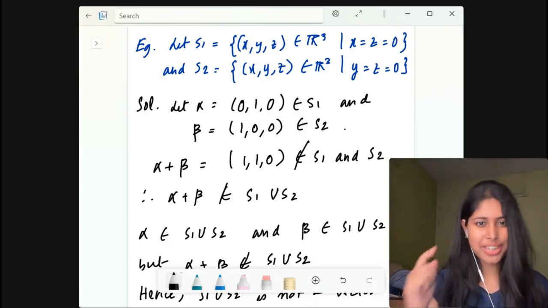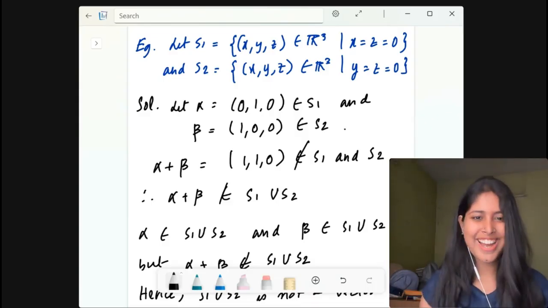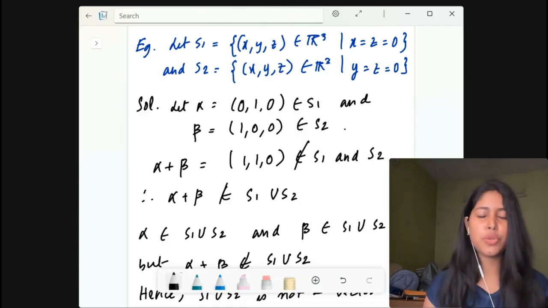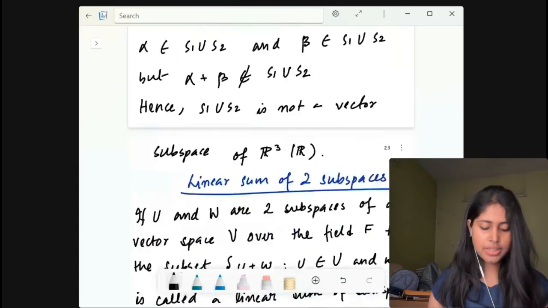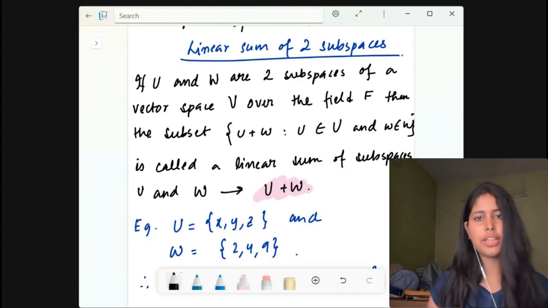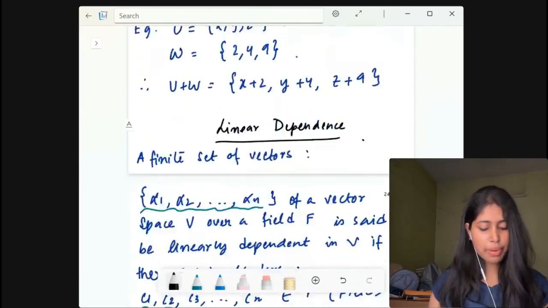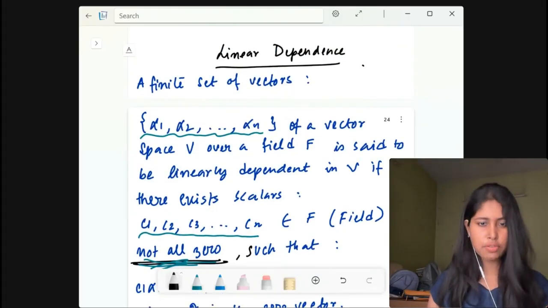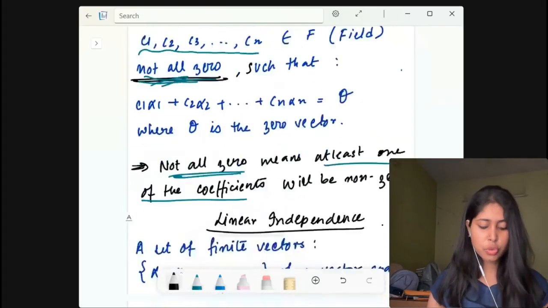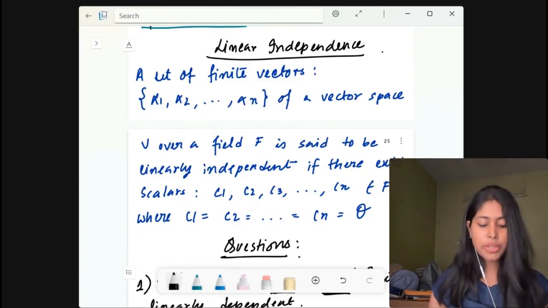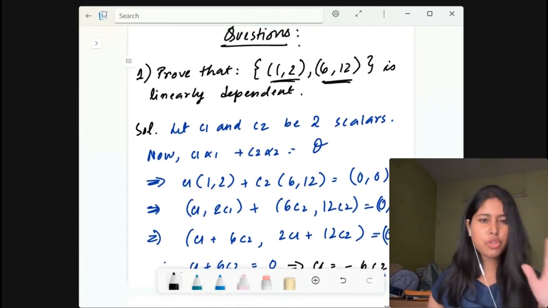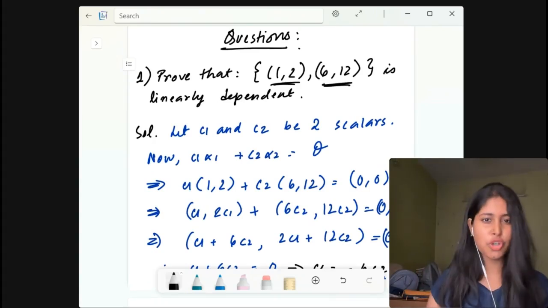And do not forget my interactive slide, which I made for the subspace union or intersection theorems. Then we studied the linear sum of two subspaces, and then we came to linear dependence. We understood the definition of linear dependence and linear independence, and the difference between them. Then we did the 5 solid questions, and I am sure by now you will understand linear dependence and independence very easily.